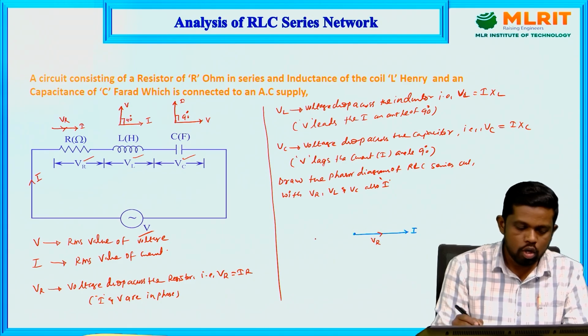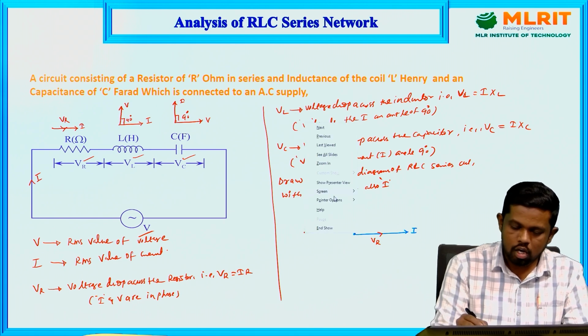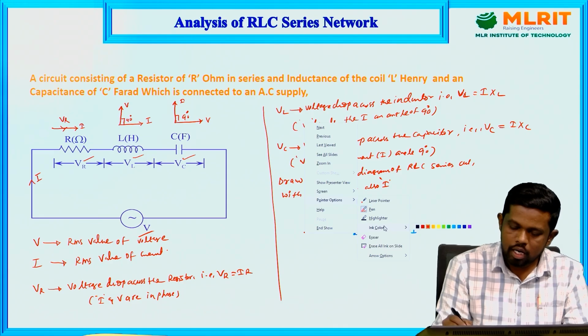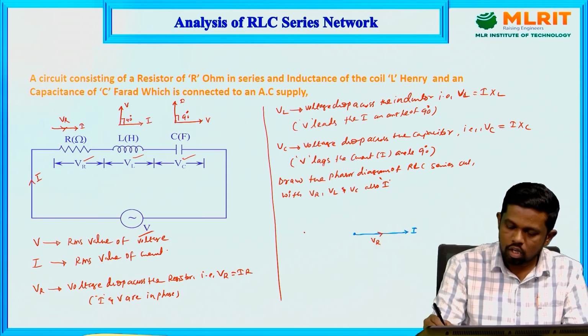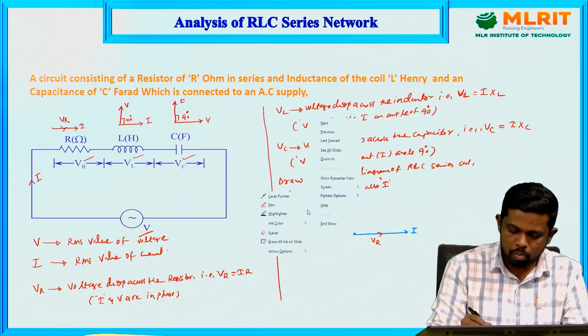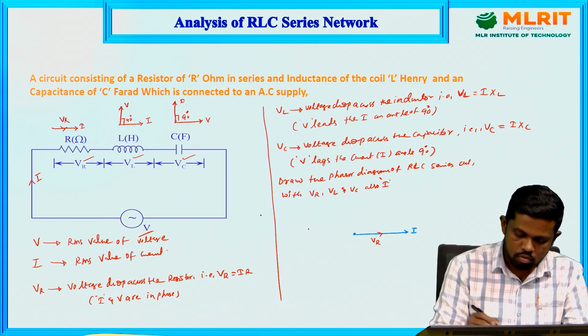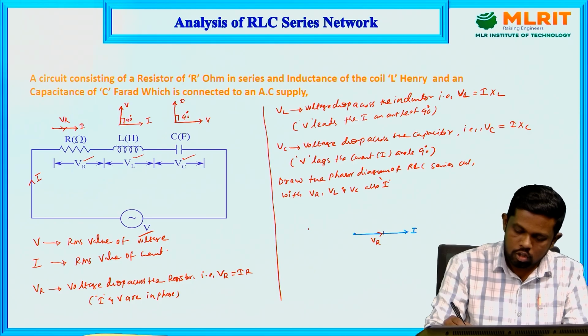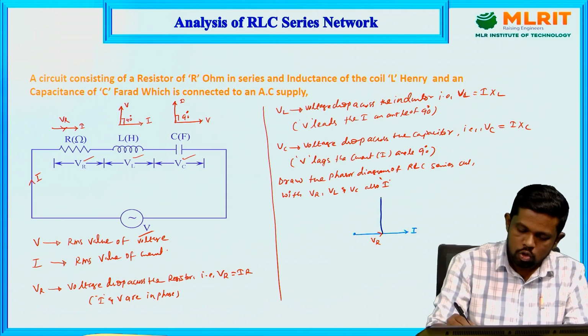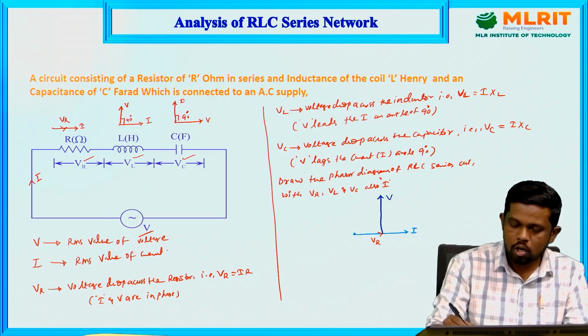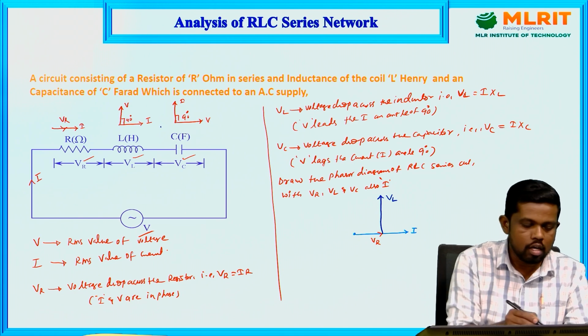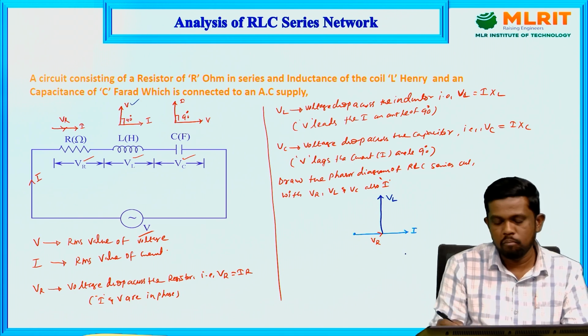Now coming to the voltage across the inductor. With reference to the current, the voltage across the inductor always leads the current. I want to change the pen color to represent the phasor. This is the voltage across the inductor, so this is VL. With reference to the current, the voltage across the inductor always leads, that's why it is VL.